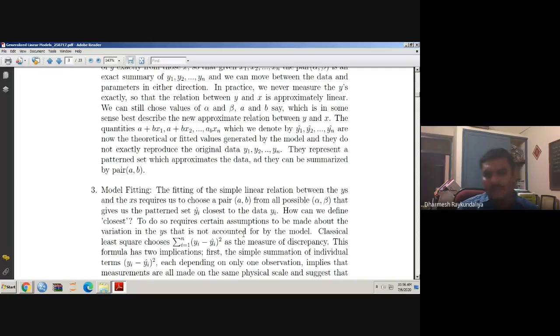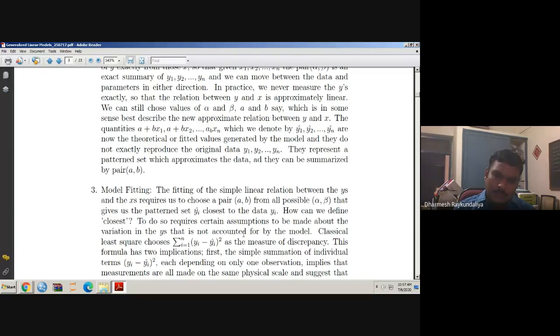That we will discuss in step 3, that is the model fitting. We have identified that the relation between y and x is linear, but I wish to estimate the value of y based on x. That means I wish to obtain the pair a, b in such a way that the pattern set yi cap is closest to yi. Because ultimately our aim is that yi cap is your predicted value, yi is the observed value.